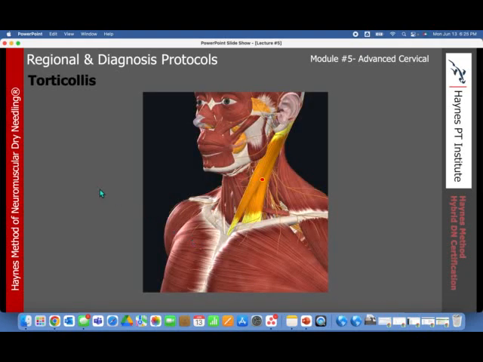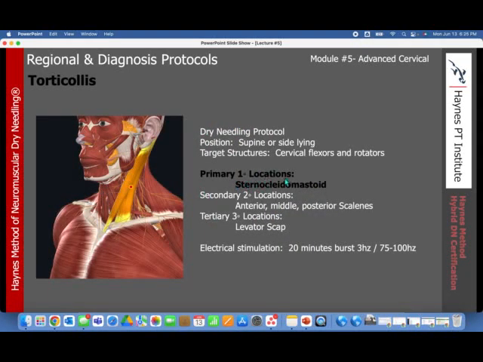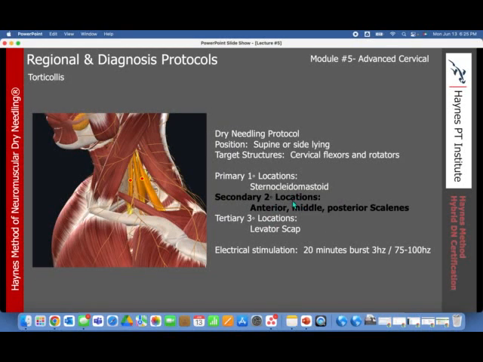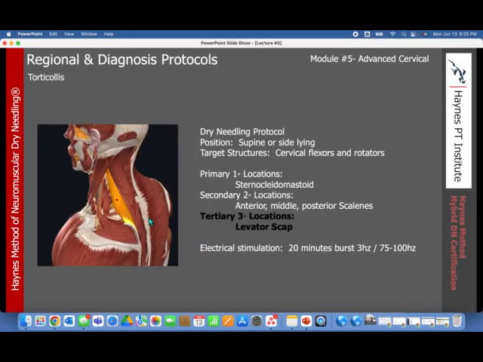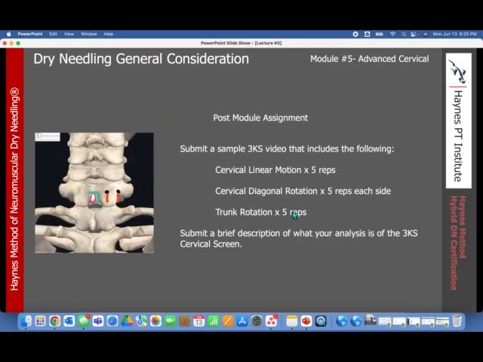And then for torticollis, here our primary structure obviously is going to be the sternocleidomastoid. Our secondary location, at least the middle and posterior scalenes. We may hit the anterior as well if we're not seeing our improvement. I would probably start with just middle and posterior. And then lastly, levator scap. So that concludes all of the content for our advanced cervical.